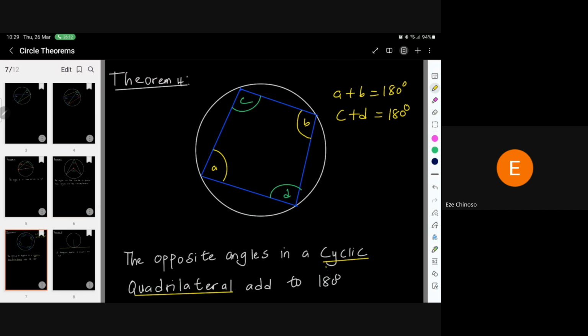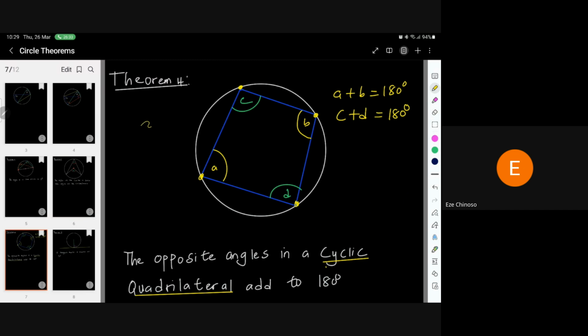Now, for it to be possible, it must be cyclic. And cyclic means that the corners of the shape will be touching the circle. Please, if they are not touching the circle, don't apply that theorem. It is wrong. The only condition upon which the opposite angles are going to add up to 180 is that the 4 corners are touching the circle.